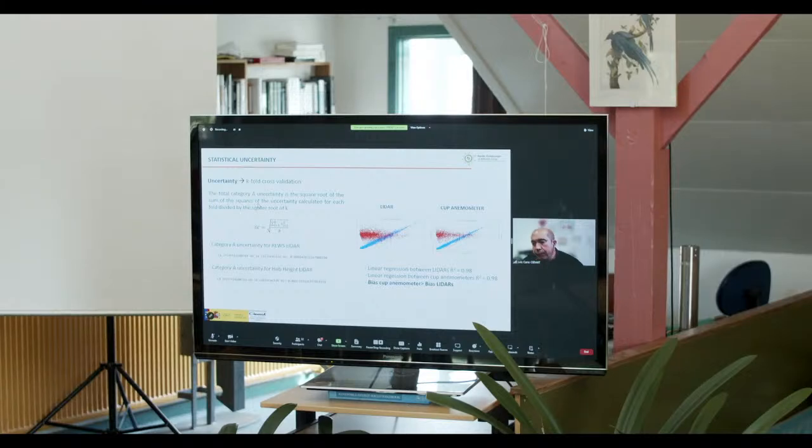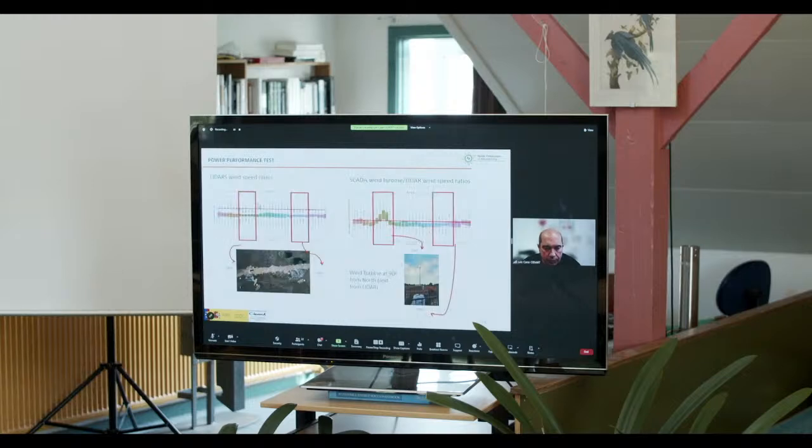And also we have the comparison between the linear regression among LIDARs and among anemometers. Then more or less we can see that the bias using anemometers is higher than the bias using the LIDARs.